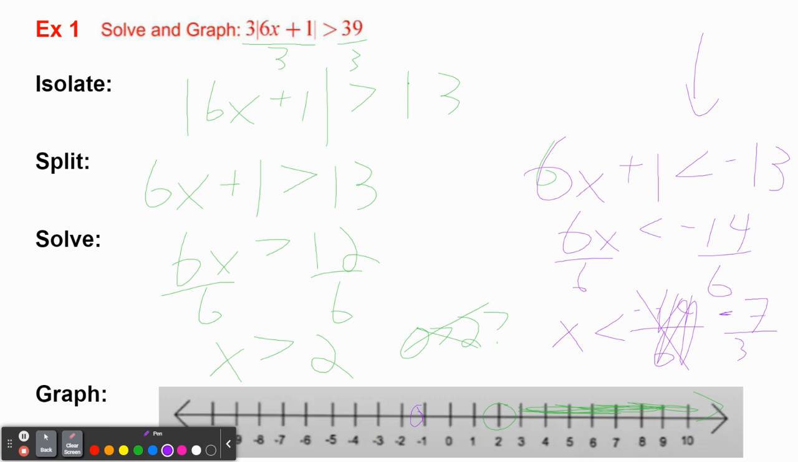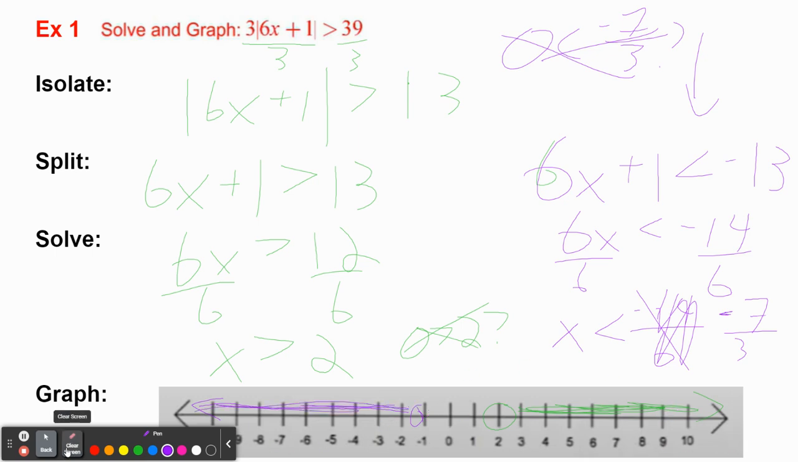Now, let's see if we should go left or right. Let's use 0 again. Is 0 less than negative 7/3? No. 0 is greater than. Okay? So we're going to be going outwardly this way. It won't always work out this way, where there's a gap in the middle. There's a lot of answers that can go into this absolute value. However, everything inside in the middle there is definitely not a solution here. But there's many, many, many solutions outside of that.